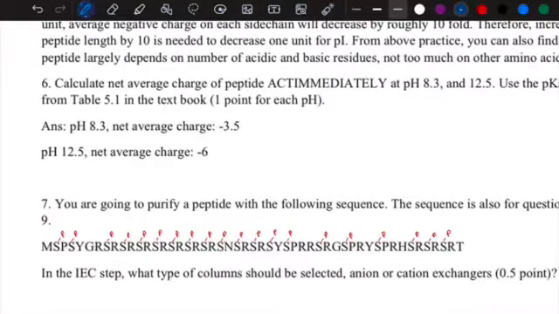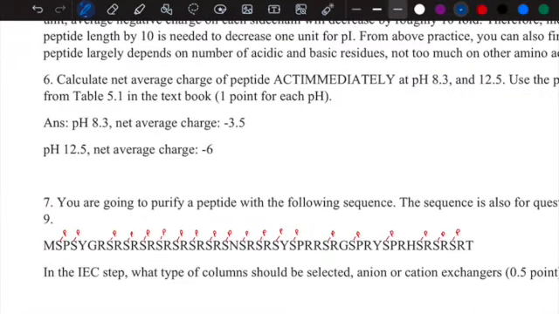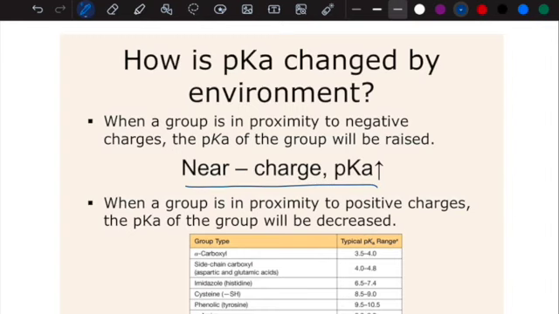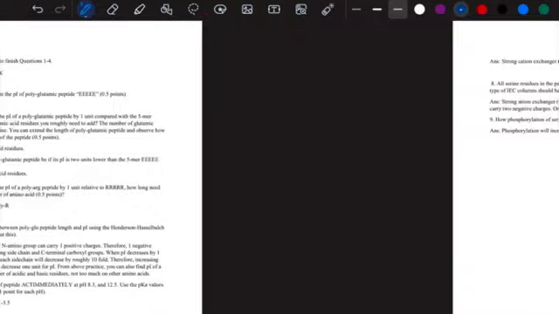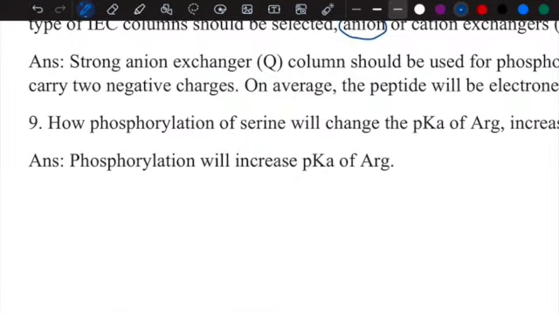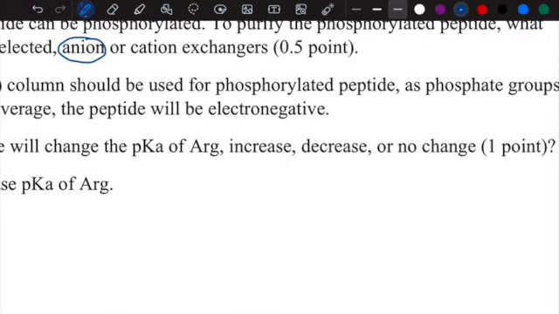So we have quite a few arginines in here, but there are quite a few serines phosphorylated as well. So if we look back in our notes, we know that near negative charge, the pKa will increase. So because all these serines are phosphorylated, the phosphate will give them a negative charge, and the negative charges being near the arginine will make the pKa of arginine increase. So they'll increase.